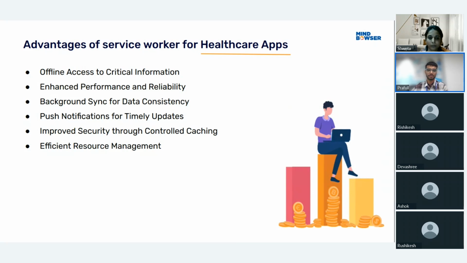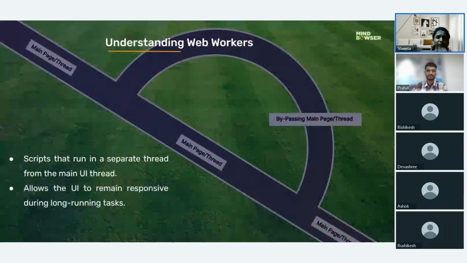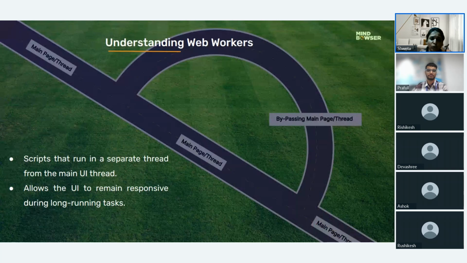Now let's shift our focus to understanding web workers. Web workers are background threads in JavaScript that execute code independently of the main thread. They are designed to offload tasks that can be time consuming or resource intensive, such as complex computation, data processing, and heavy rendering. In simple terms, the web worker API is a feature of modern browsers that enables running scripts in a background thread separate from the browser's main thread.